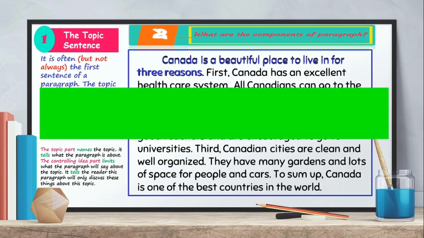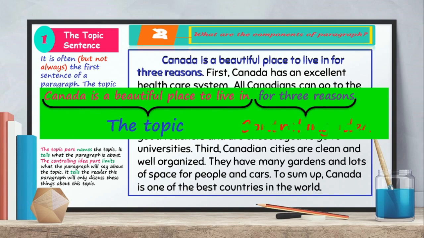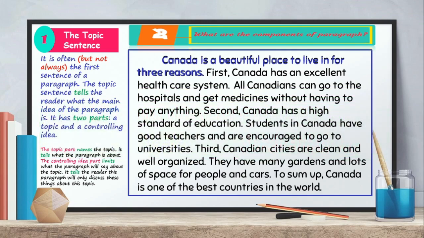For example, if we take this topic as an example, Canada is a beautiful place to live in for 3 reasons. Here we've got what we call the topic. This is the topic of our paragraph, and this is the controlling idea. So this idea controls what the writer would talk about in the body of the paragraph. So that's why the writer here said only 3 reasons. So he will mention all the 3 reasons in the paragraph, and we say first, second, and third. There is no fourth, no fifth, etc. Only 3 reasons. All right.